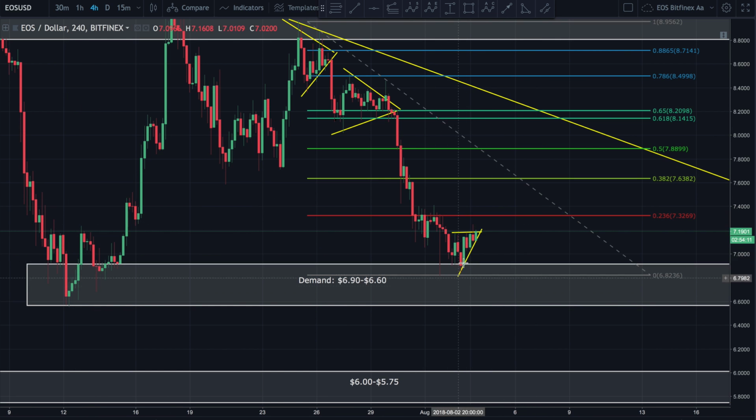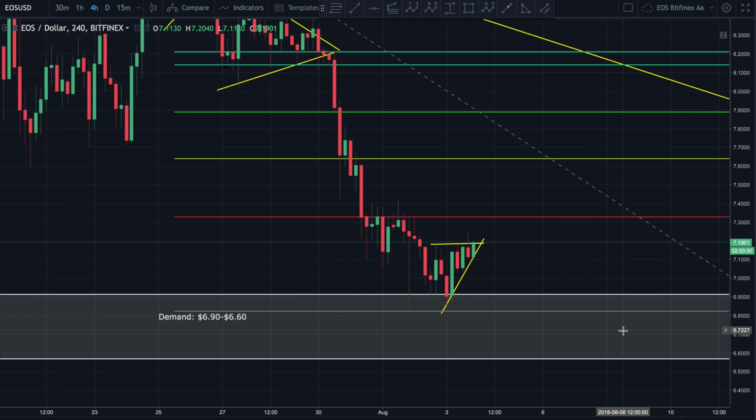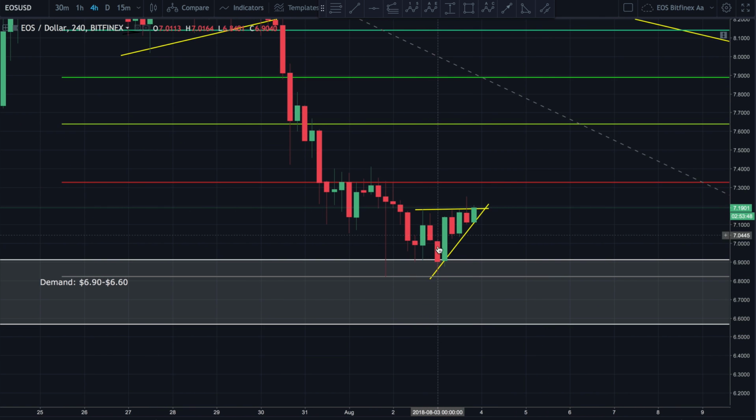I said scenario two, possibly a little less bullish, more of a short-term play, would be price comes down, hits this low here of about 6.82, and then has a small bounce from there. That's exactly what happened. Price came down, created a small double bottom within this microstructure. Let me zoom in so you can see it a little better. Had a little run up, and now we're waiting to see which way price is going to break. It's operating within this wedge here.